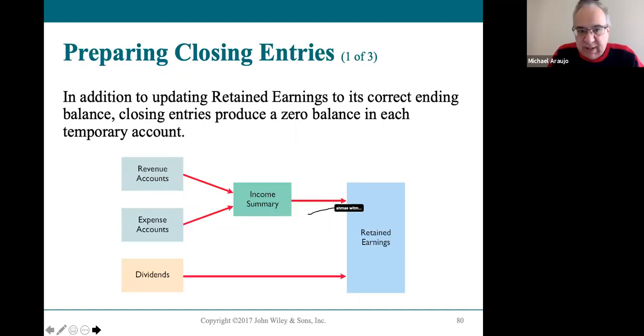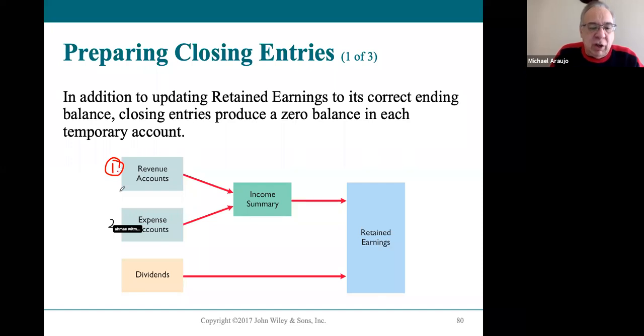So it's actually a 4-step process in preparing closing entries. And you need to look at this one step at a time. Okay, don't get overwhelmed by this, one step at a time. The very first thing we do is we close the revenue accounts. Okay, not quite. We close the revenue accounts into a temporary holding tank, temporary account that we set up called income summary.